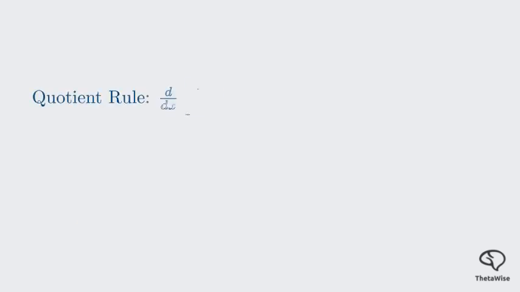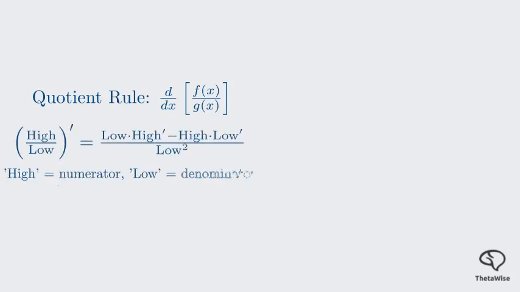When we have one function divided by another, we use the quotient rule. I like to use a rhyme to remember this one. Low d high minus high d low, all over low low. High is the top function and low is the bottom function. The d stands for derivative.